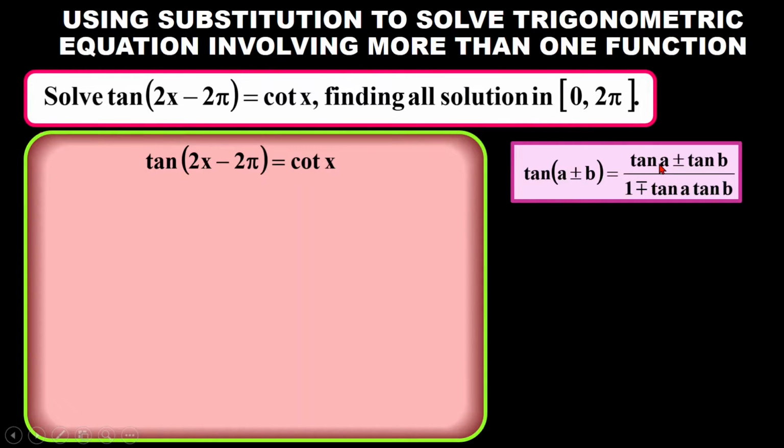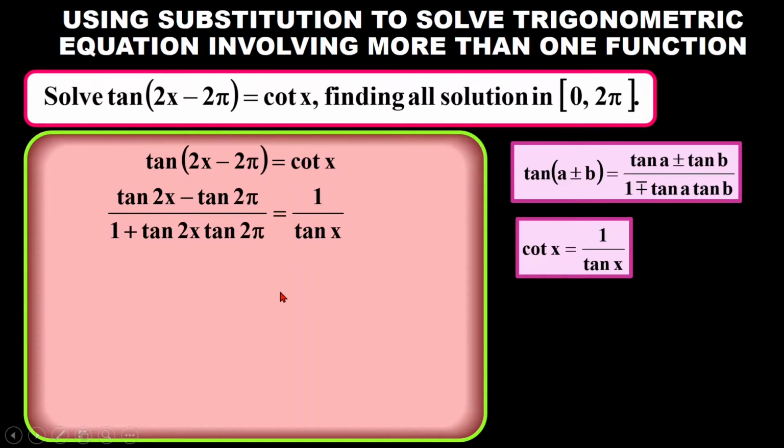Okay, so my A is 2x, my B is 2 pi. I'm going to go for the negative, which means tangent A minus B. So I'm going to use the minus: the top portion is minus, the bottom portion is plus. So I'm going to change it with that formula. And for cotangent x, I'm going to change it with 1 over tangent x. Okay, so I'm going to end up with something like that.